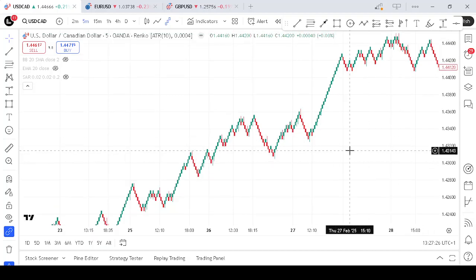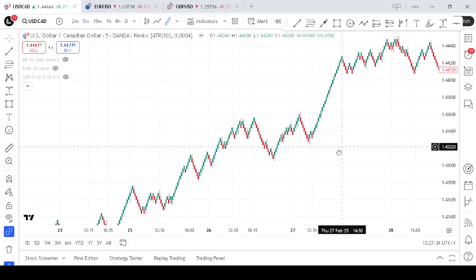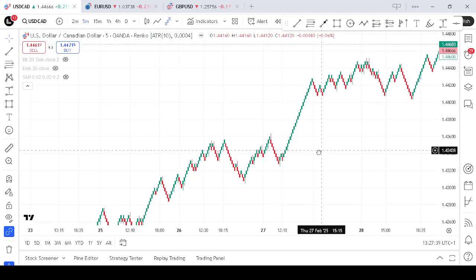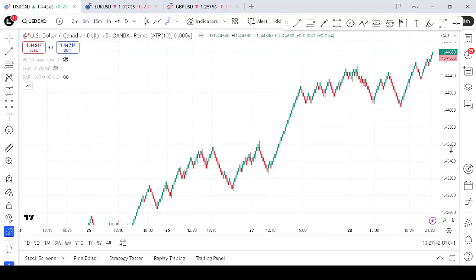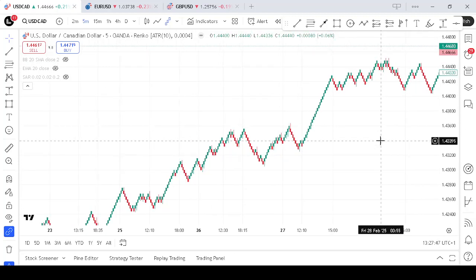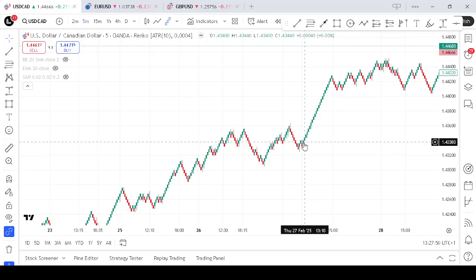In an uptrend, enter a long position when a new green brick has formed after at least one red brick. I repeat, in an uptrend, when you see the market is trending in the up direction, you have to enter a long position when a new green brick forms after at least one red brick. This signals that buyers are regaining strength.